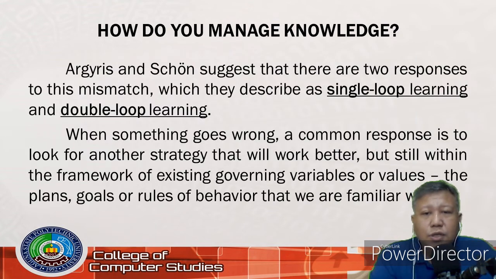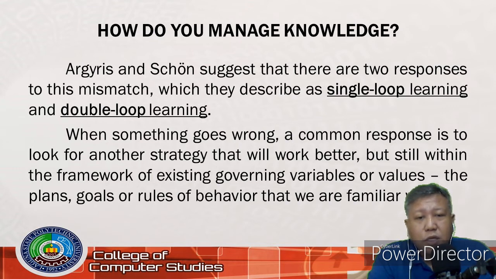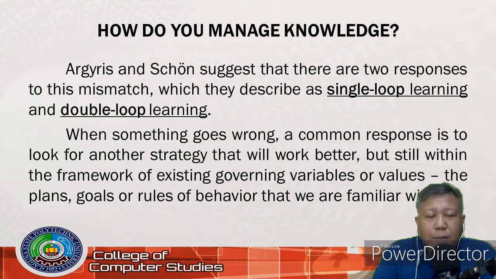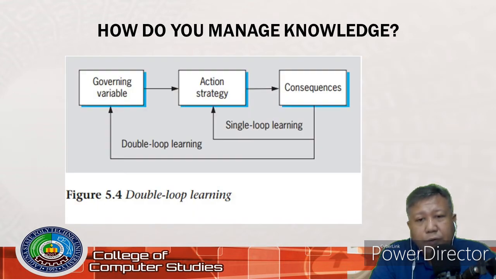So Argyris and Schön suggest that there are two responses to this mismatch, which they describe as single loop learning or double loop learning. When something goes wrong, a common response is to look for another strategy that will work better, but still within the framework of existing governing variables or values, the plans, goals, or rules of behavior that we are familiar with. So, ito yung double loop learning, from consequences, diretso sa governing variable. Double loop learning yan. Single loop learning naman, yung from consequences, balik tayo sa action strategy.